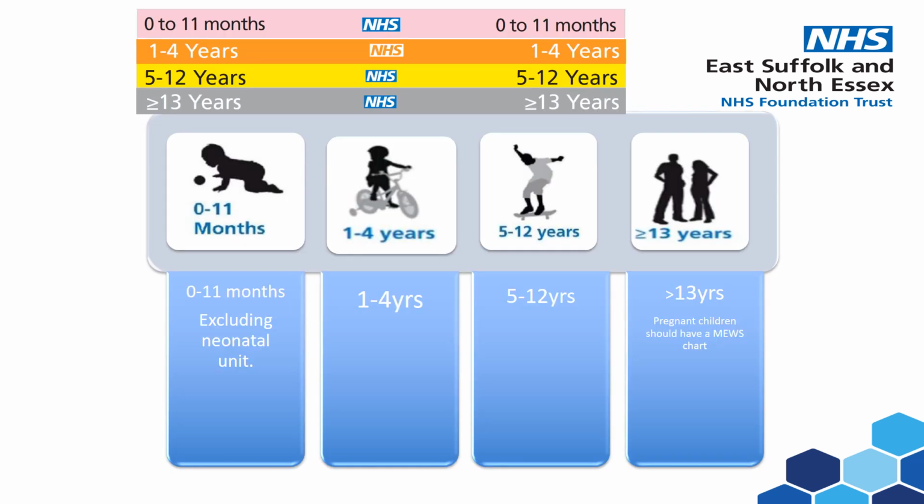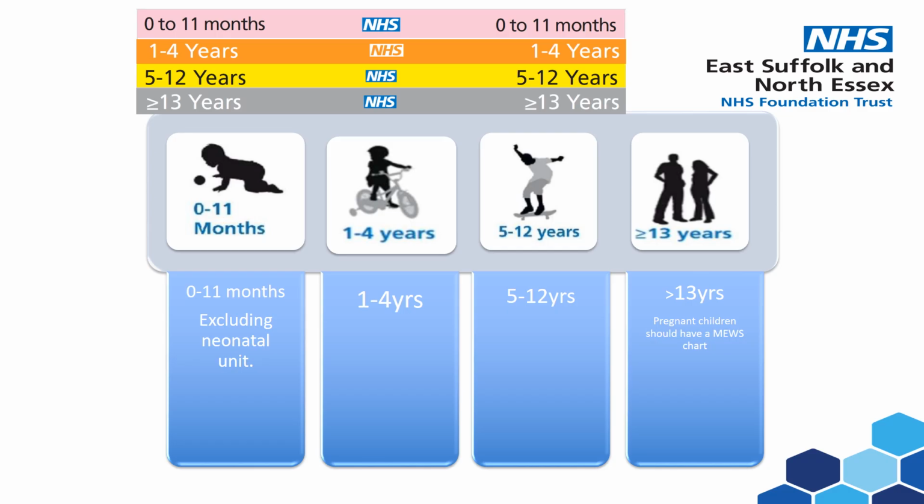There are 4 age-specific charts, so please make sure you are using the correct chart to calculate your PEWS score. Each chart is color-coded according to its age. They also have some visual aids, pictures at the top of the chart of a baby, a child, a teenager, etc., to enable you to identify the correct chart.